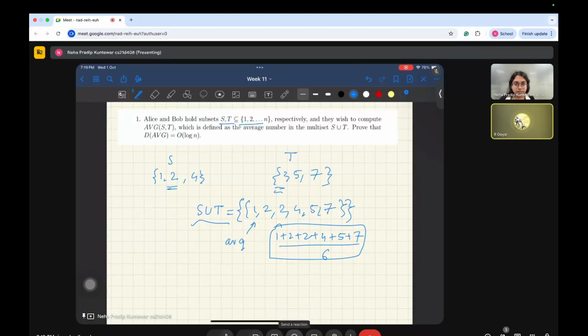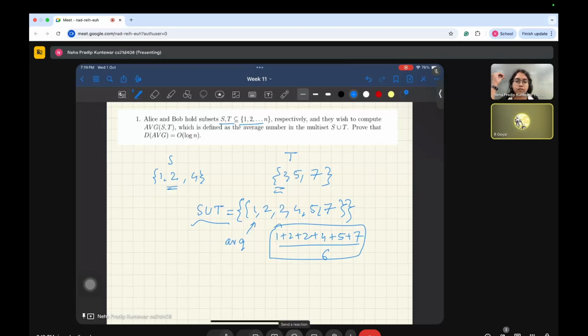Okay. So how much? I mean, Alice may send her set to Bob, but then log of n would mean what? So what is n here? Okay, n is the number of the elements.